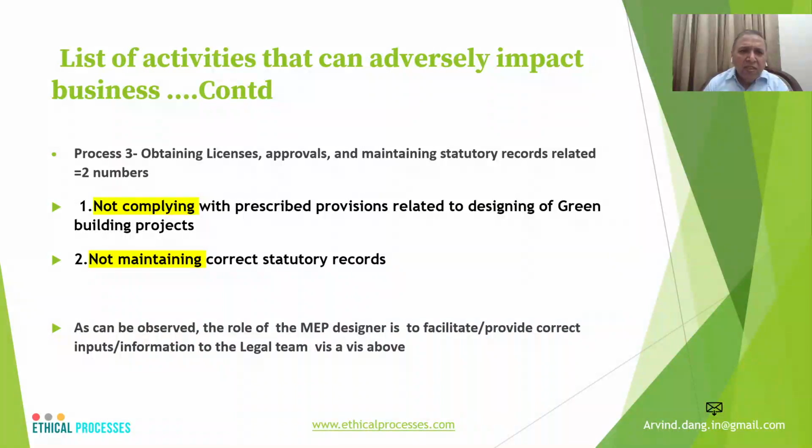Now the third process is obtaining licenses, which I talked about earlier, what kind of licenses are required. One more thing related to the licenses is that there are a couple of requirements with respect to green building projects. Not complying with the requirements related to green building applications or conformances, and obtaining approvals, or not maintaining the statutory correct records: these, if not performed diligently and professionally, can lead to adverse implications on the business.